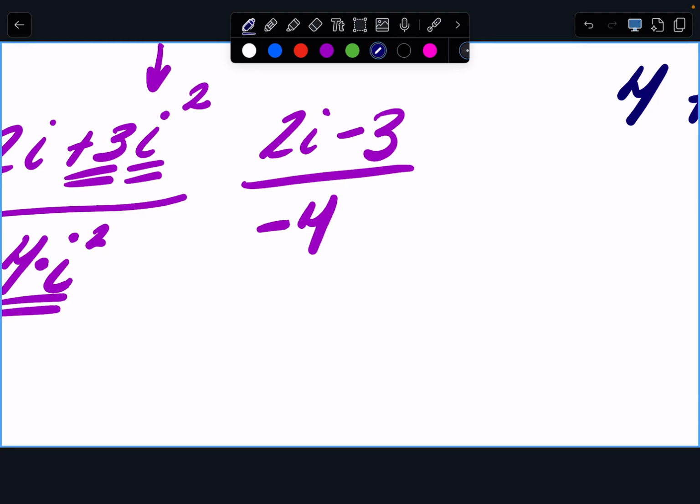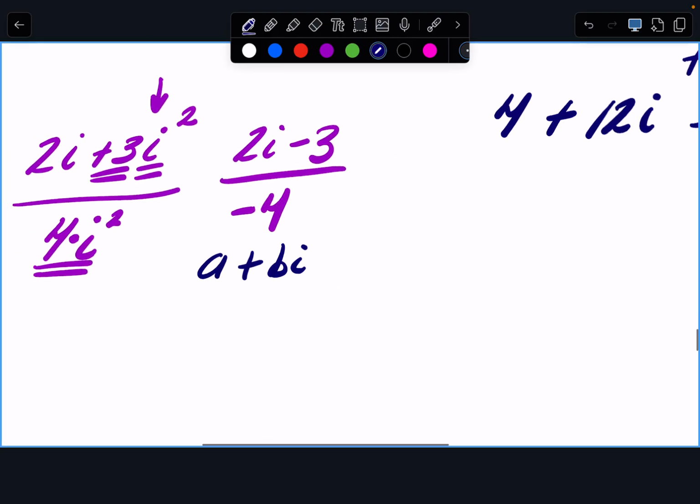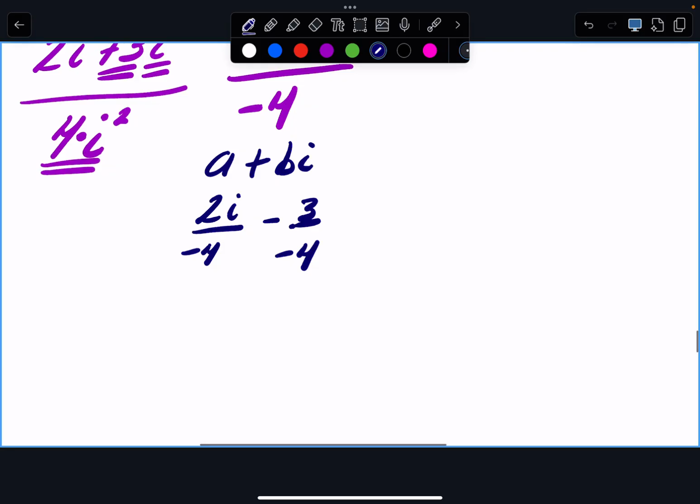From here, though, they want the answer in a plus bi format. So we're going to split up the top from the bottom. So here we go. We're going to say 2i over negative 4 minus 3 over negative 4 and simplify it. So what's the i part?